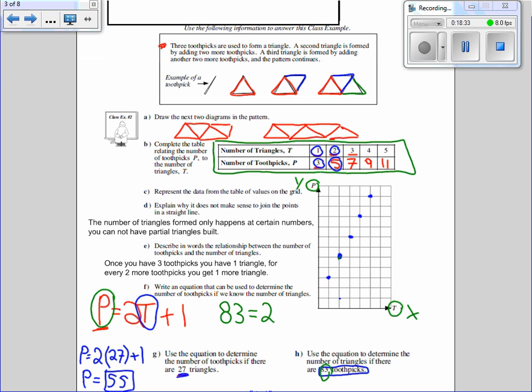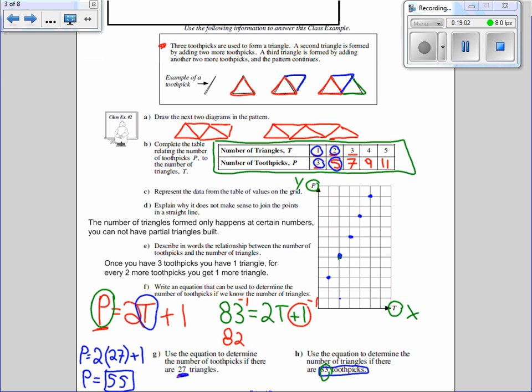Now we need to remember some of our algebra skills. If you want to figure out the number of triangles, that means you need to get the letter T all by itself. To get T by itself, we do what I call reverse BEDMAS. So we're going to get rid of any additions or subtractions first. So we need to get rid of this plus 1. To do that, we minus 1 from both sides. And we get 82 equals 2T.